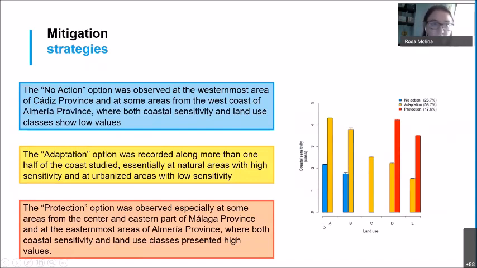The adaptation option was recorded along more than one half of the coast studied, essentially at natural areas with high sensitivity and at urbanized areas with low sensitivity. And the protection option was observed especially at some areas from the center and eastern part of Malaga province and at the easternmost areas of Almería province, where both coastal sensitivity and land use classes presented high values.